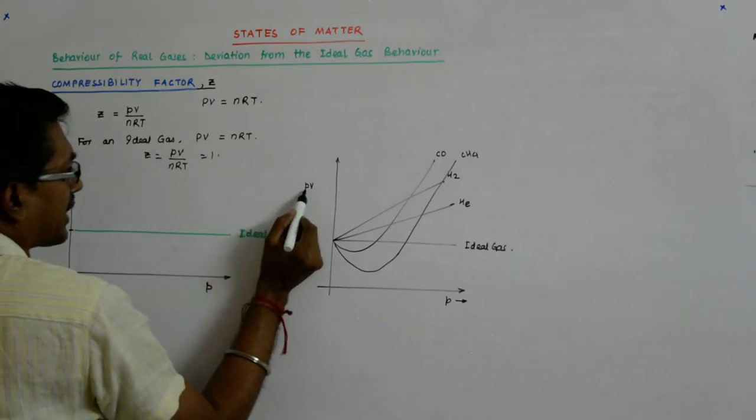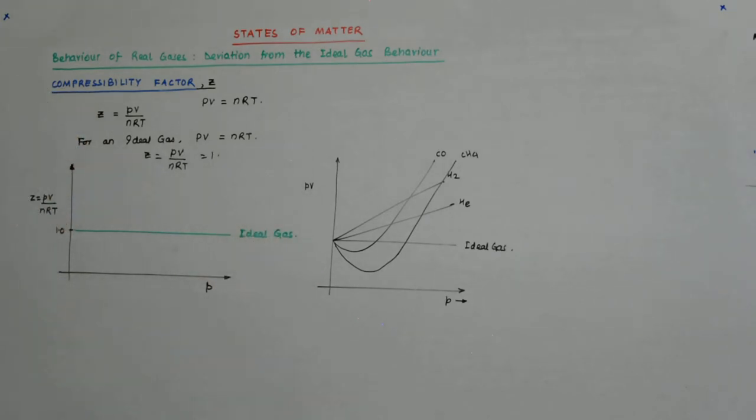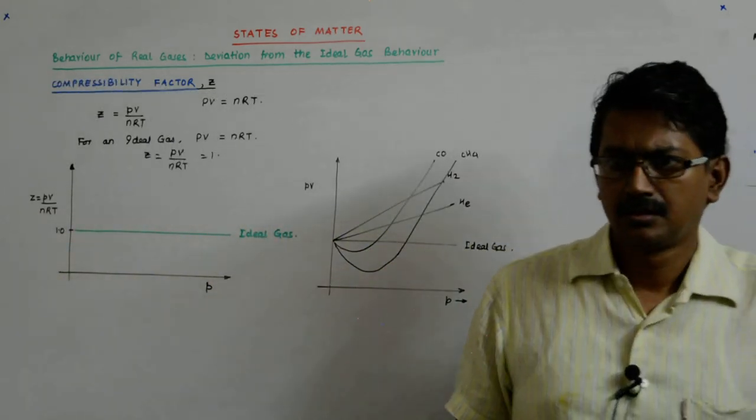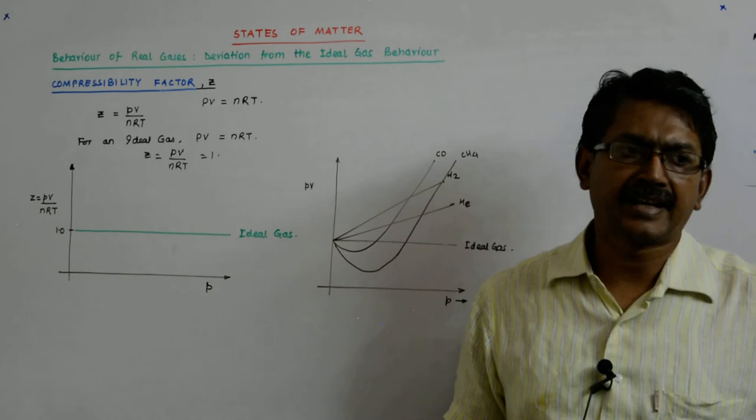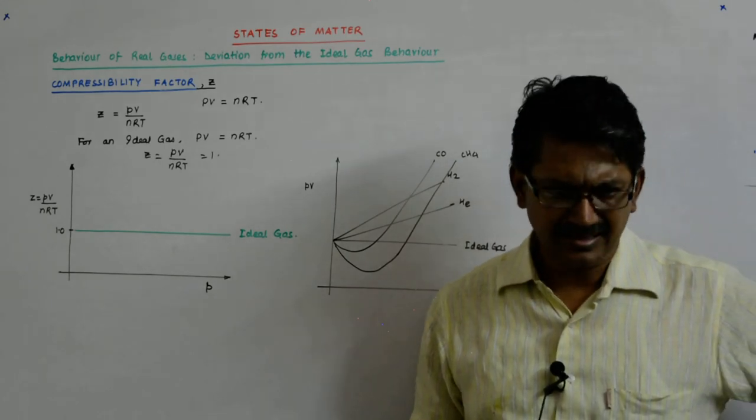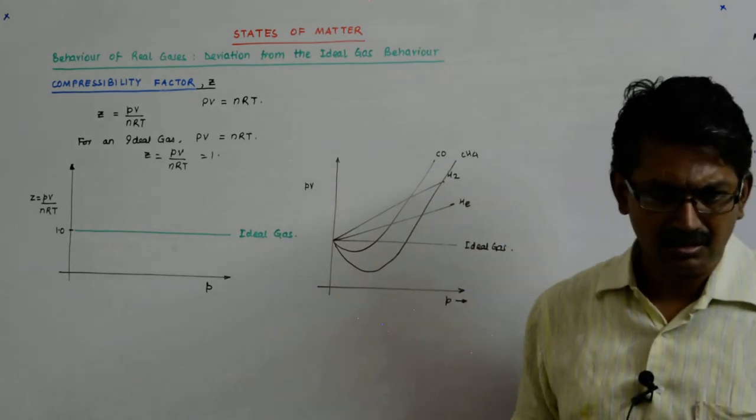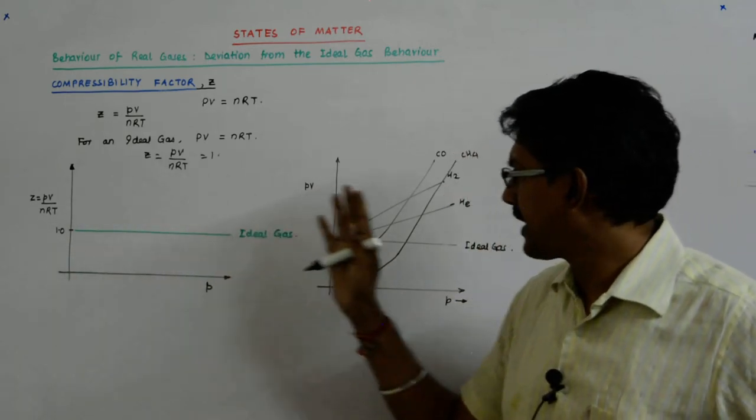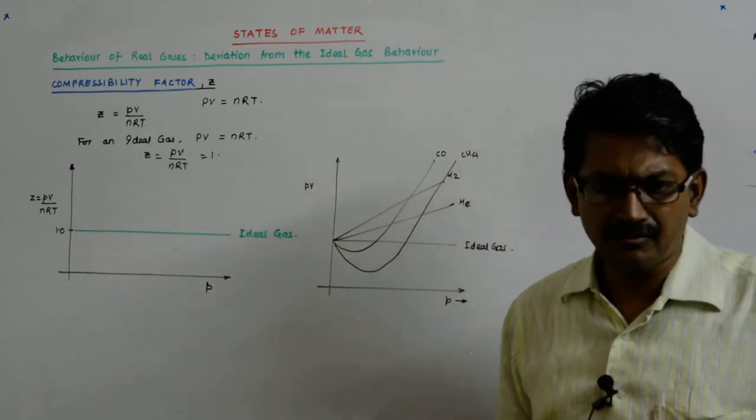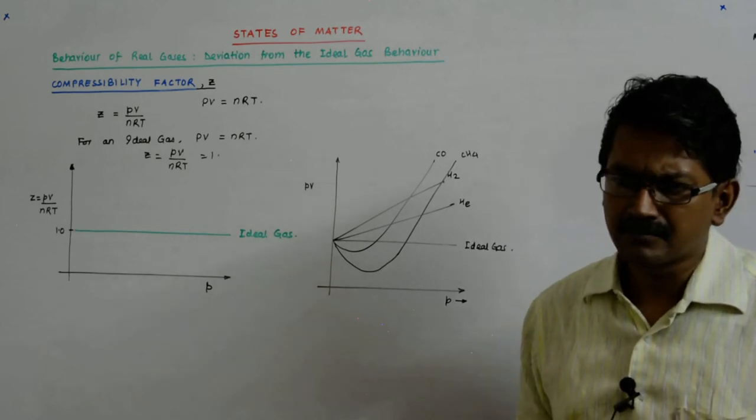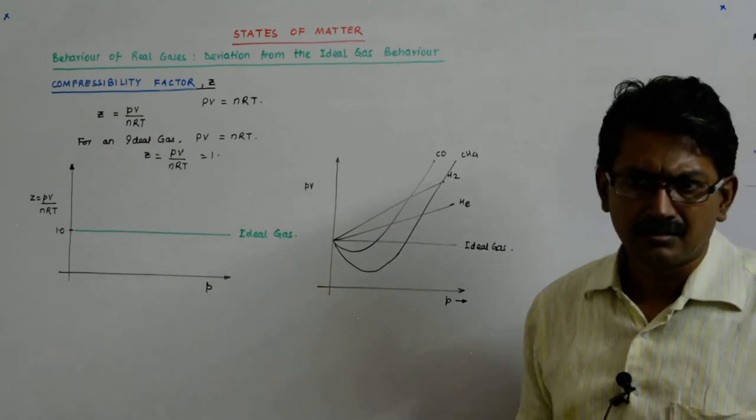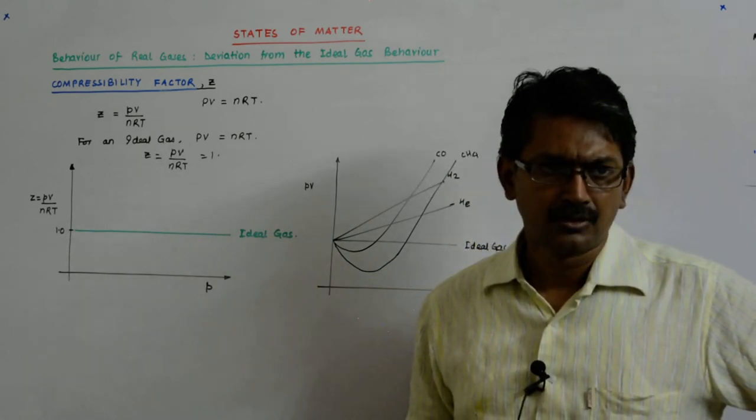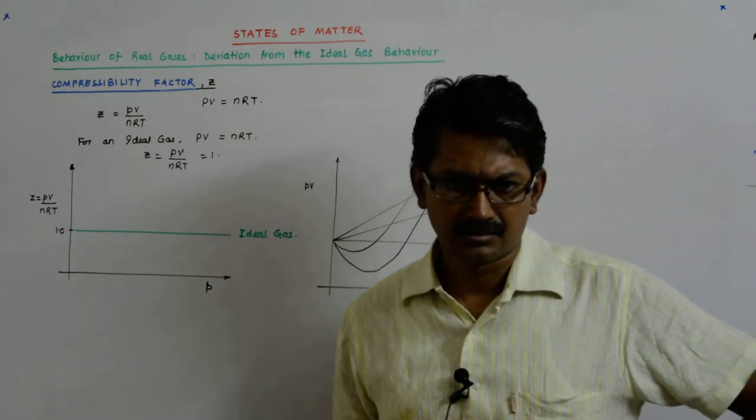Here I was plotting PV. Here I am plotting PV upon nRT. nRT is a constant, since things are happening at a constant temperature. So the PV upon nRT graph and the P versus PV graph, what do you think about them? They should look alike. Correct.